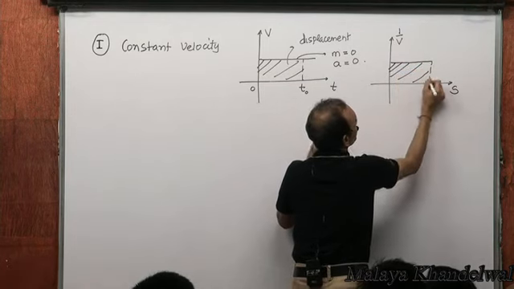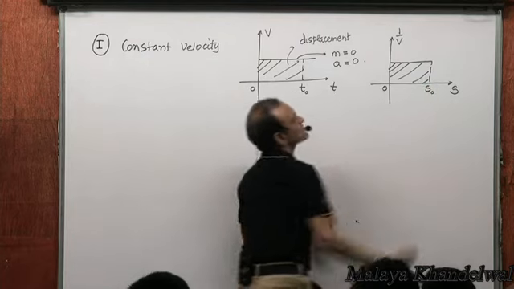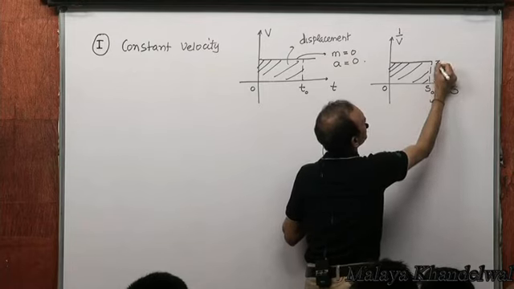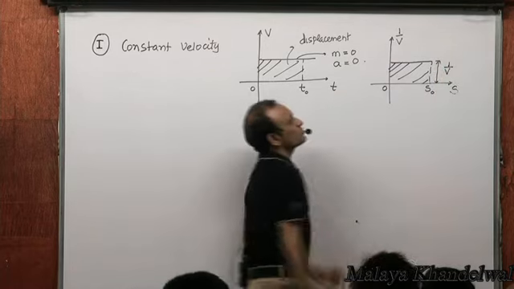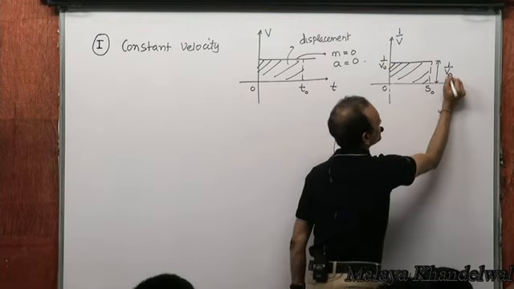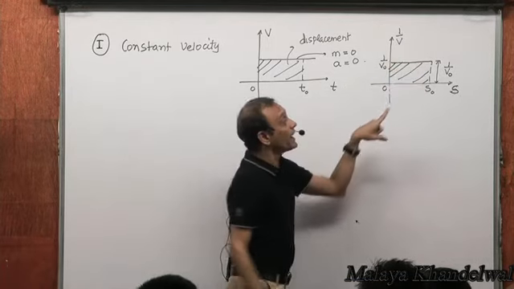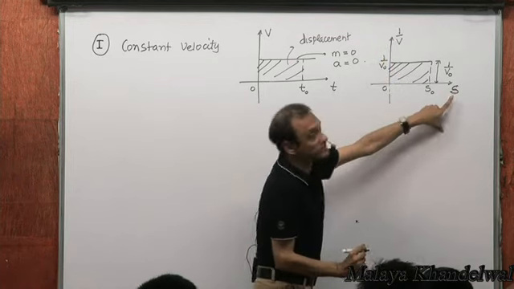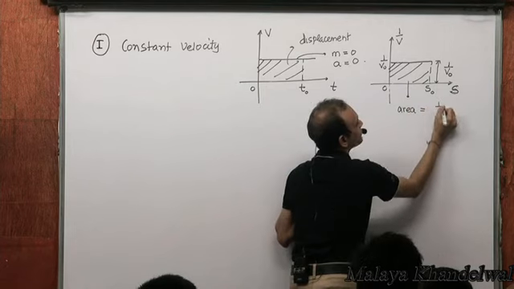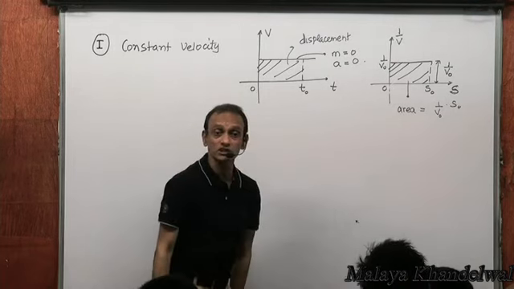And so from 0 to s naught, if s naught is the displacement, then this length will be 1 by v. Say the velocity at this point is v naught, the constant velocity with which the particle is moving. Then this length would be 1 by v naught. And the area under the 1 by v versus s graph would be what? This area, as you can see, is 1 by v naught into s naught. That's the area under the 1 by velocity displacement graph.